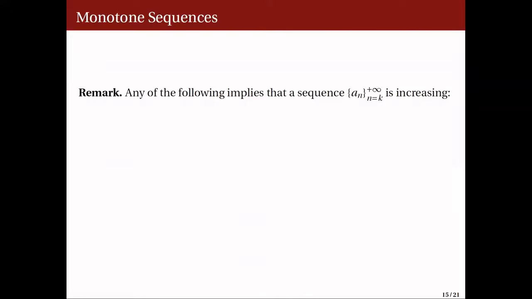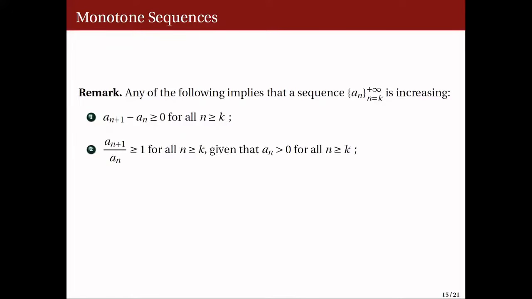Now, the following remark gives us ways of showing that a given sequence is increasing. A sequence is increasing if, number 1, a sub n plus 1 minus a sub n is greater than or equal to 0 for all values of n greater than or equal to k. In other words, the difference between the consecutive terms is non-negative. Second, we have a sub n plus 1 over a sub n is greater than or equal to 1 for all n greater than or equal to k, given that the denominator is positive for all n greater than or equal to k. In other words, the ratio of consecutive terms is greater than or equal to 1.